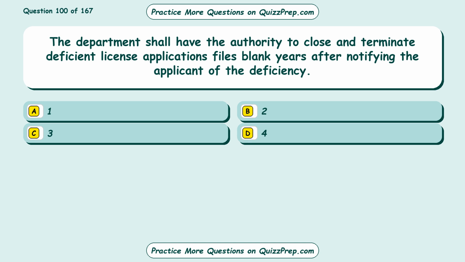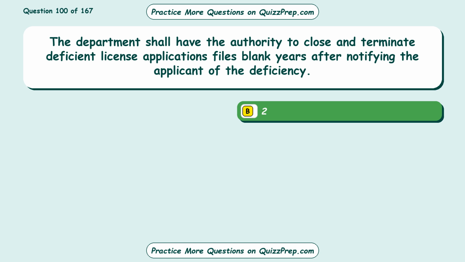Question 100. The department shall have the authority to close and terminate deficient license applications files blank years after notifying the applicant of the deficiency. Option A 1, option B 2, option C 3, option D 4. The correct answer is option B, 2 years.